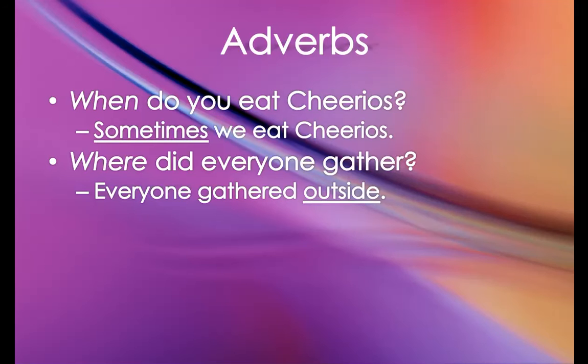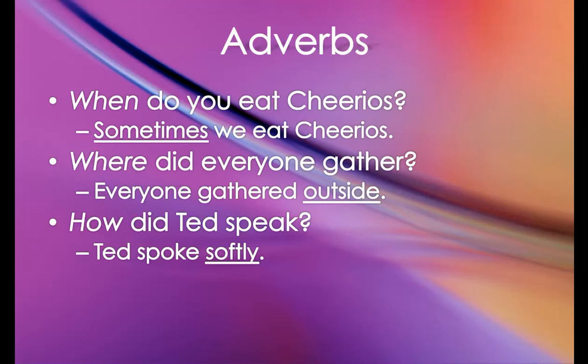Where did everyone gather? Everyone gathered outside. Outside tells us where they gathered, so it's modifying the verb gathered. How did Ted speak? Ted spoke softly. Softly is telling us how Ted spoke, so it's modifying the verb spoke.